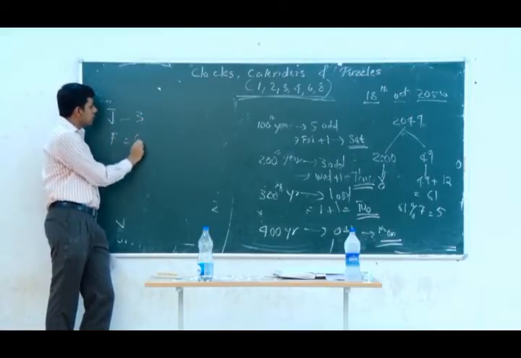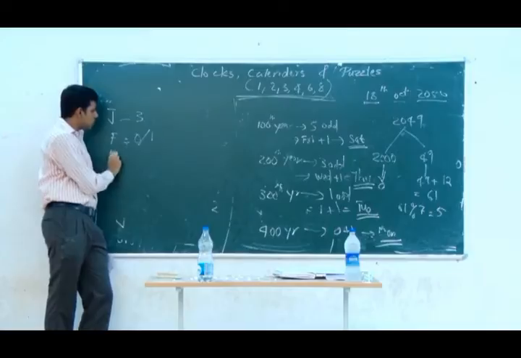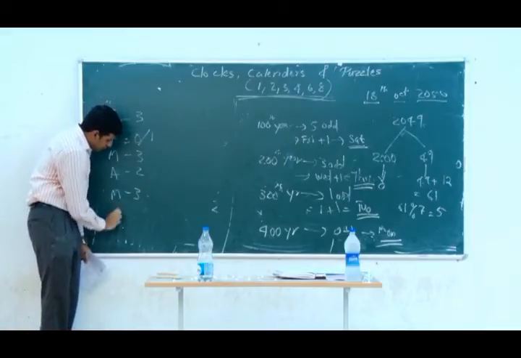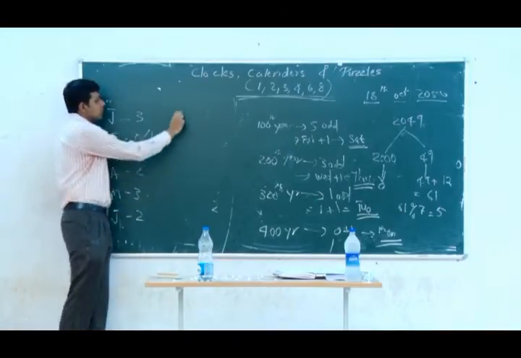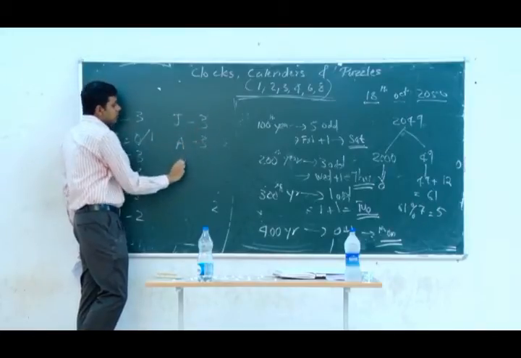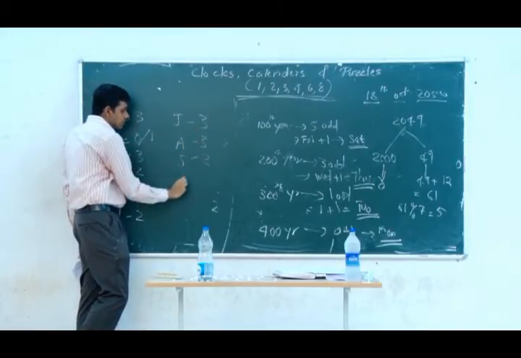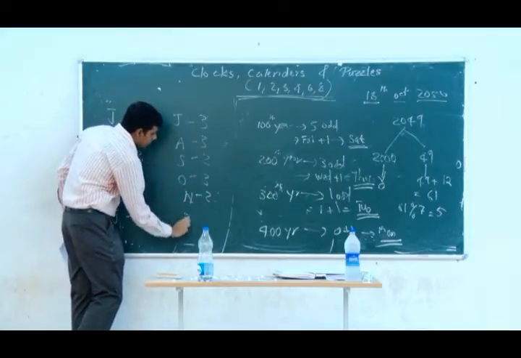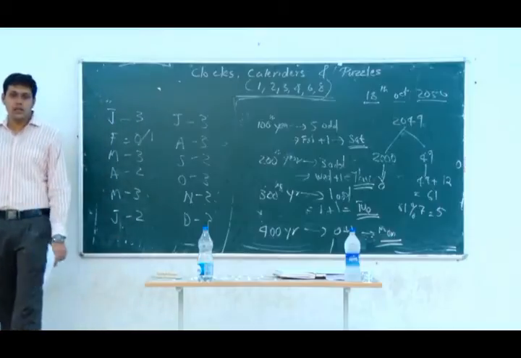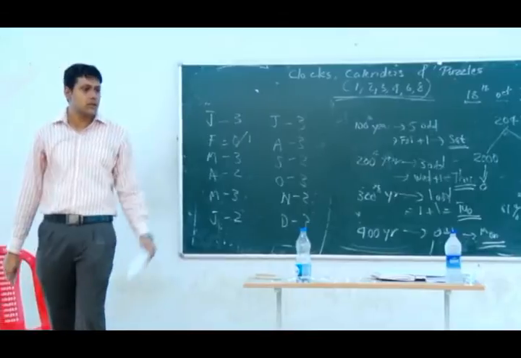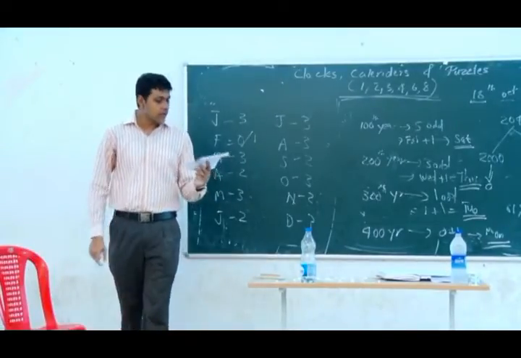February 0 or 1. March 3. April 2. May 3. June 2. July 3. August again 3. September 2. October 3. November 2. December 3. This is the number 4. 31 days means 3 odd days. 30 days means 2 odd days. 28 days means 0 odd days.